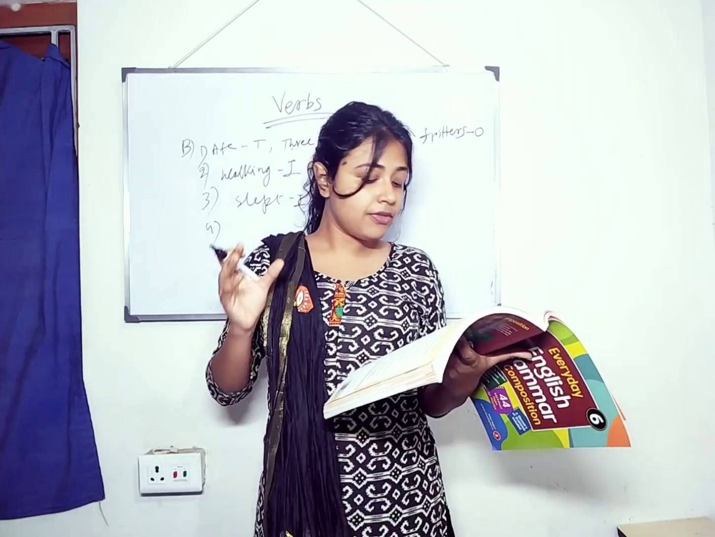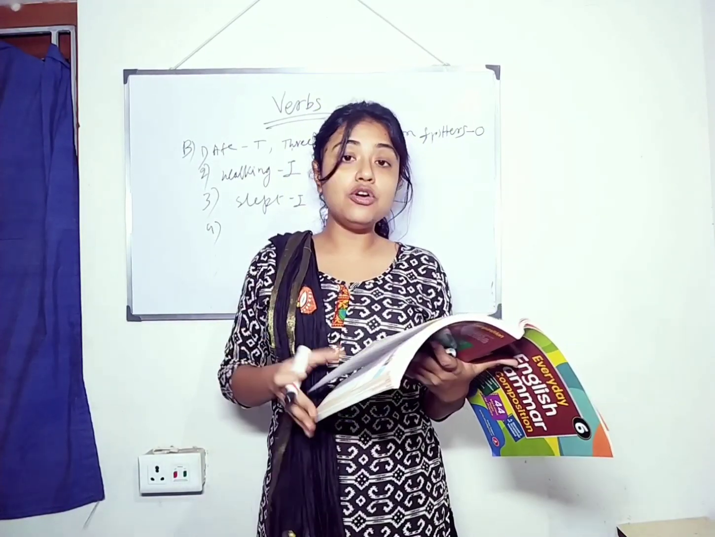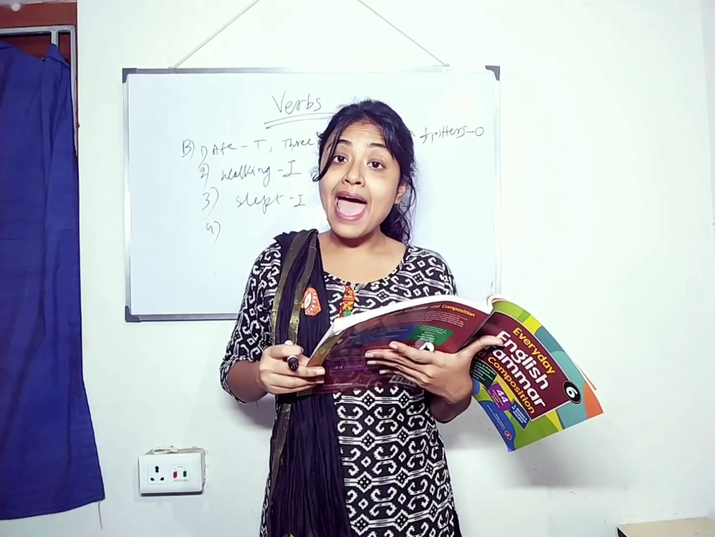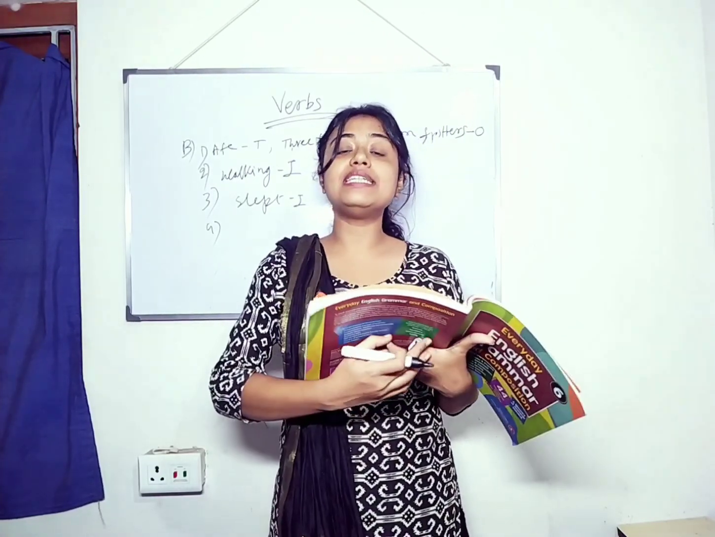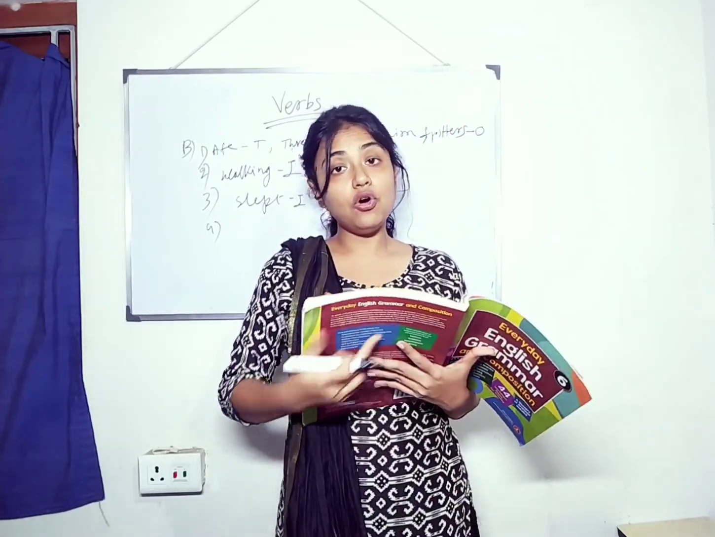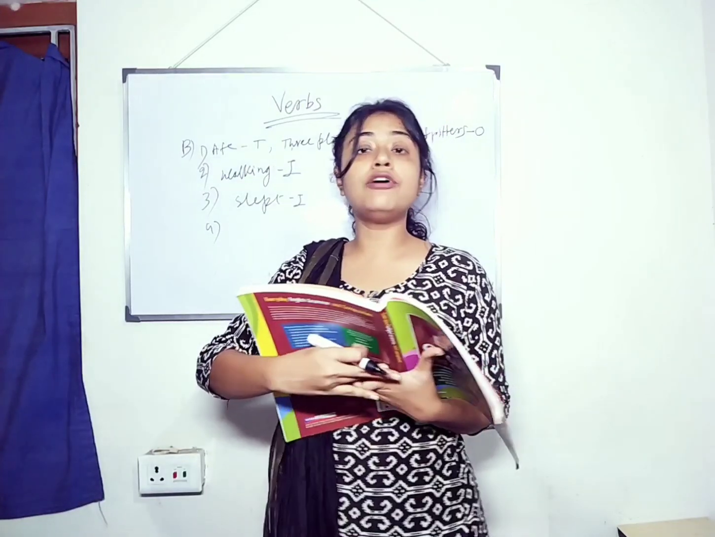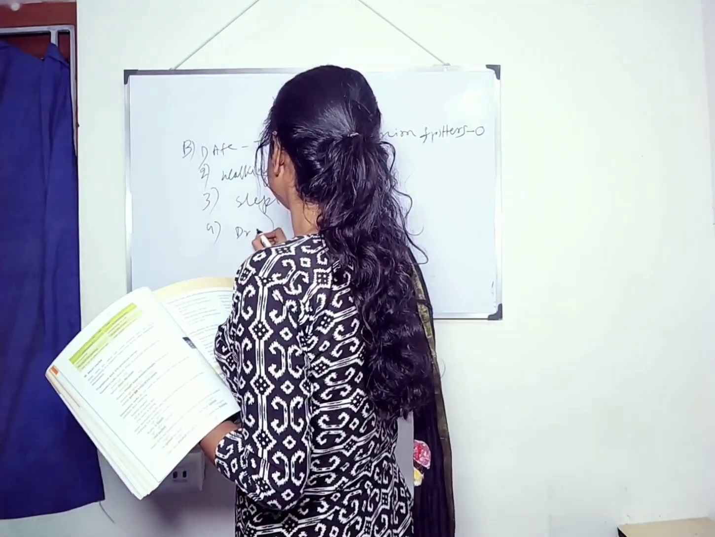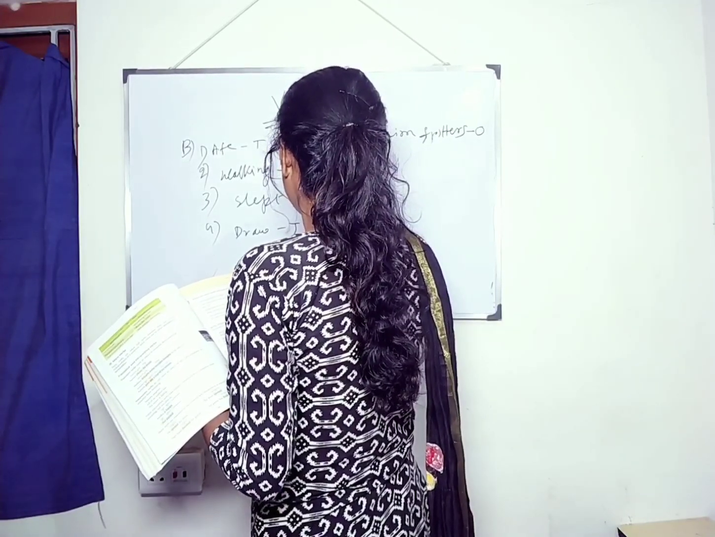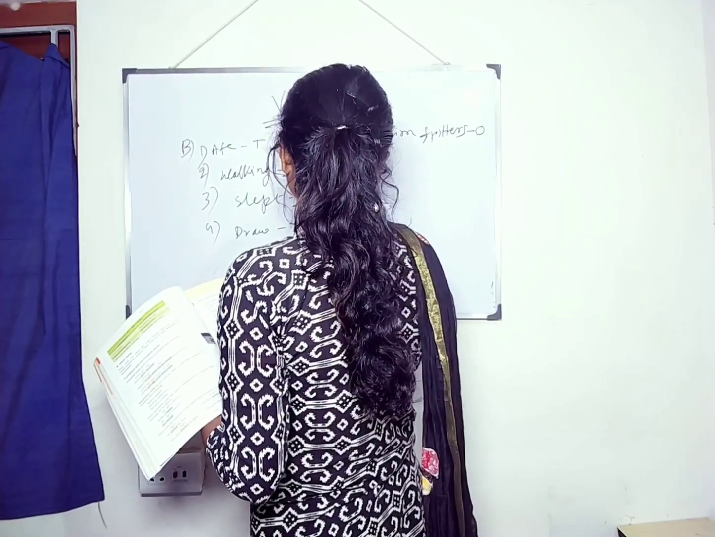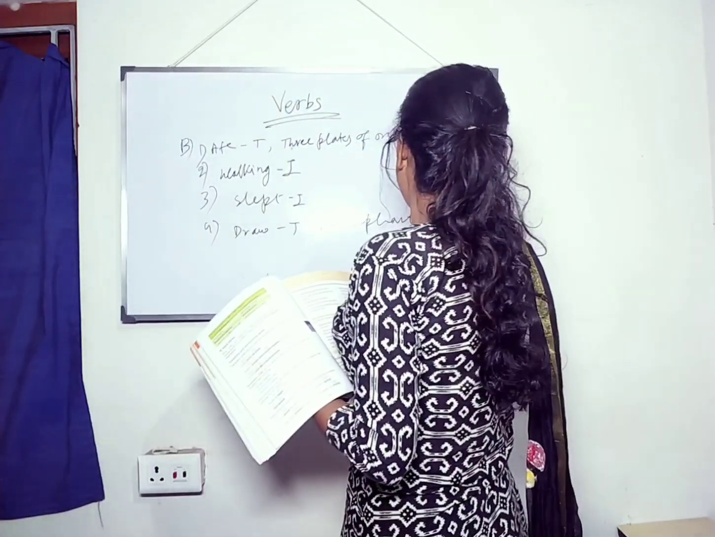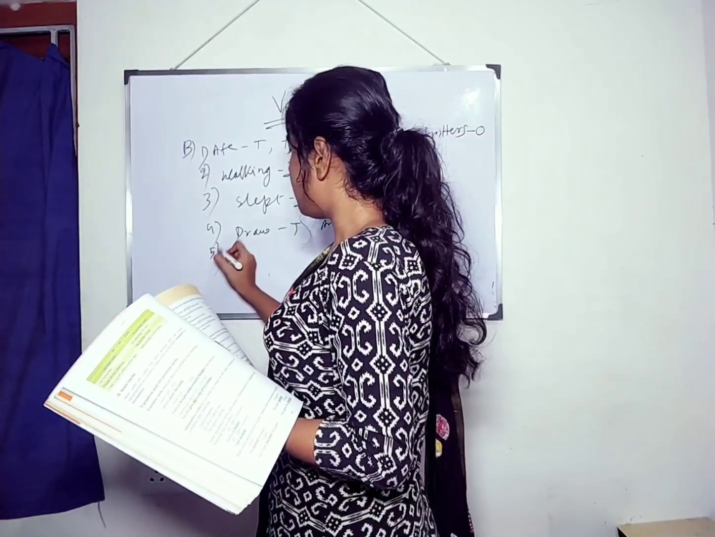Number 4. Draw an elephant in your notebook. Draw what? Draw has an object. Draw an elephant in your notebook. So draw will be transitive, and an elephant will be the object.